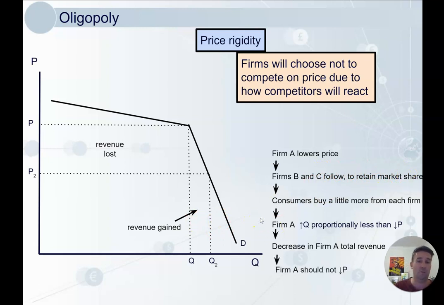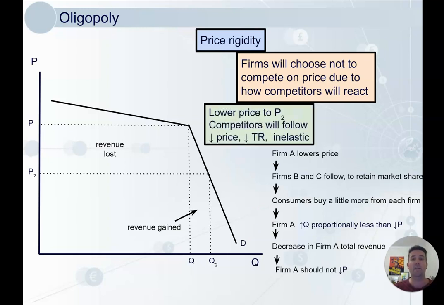Firm A should not decrease the price. What we get is the conclusion that they should keep the price the same. Because what happens here, lower the price to P2, competitors will follow. Decrease in price leads to a decrease in total revenue, which means this part of the curve is inelastic. So that's why we get this shape.